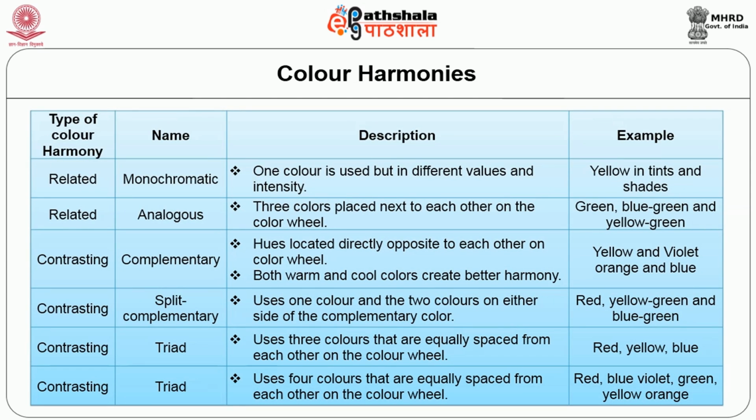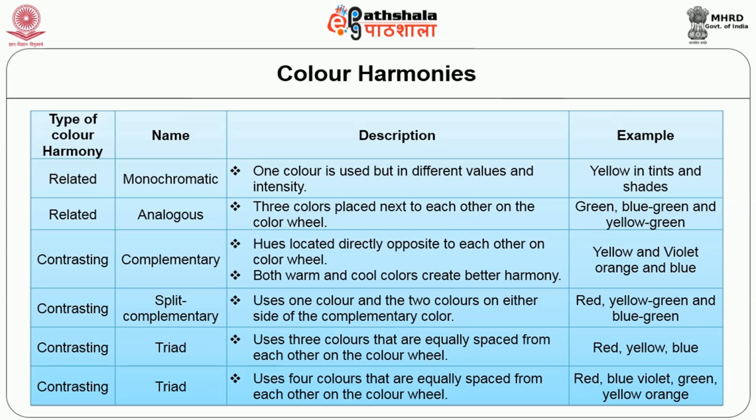There are two major types of color harmony: related color harmony and contrasting color harmony. Under related color harmony, we have monochromatic and analogous color harmony. In monochromatic, only one color is used. In analogous, three colors are used. The colors are chosen from the color wheel that are placed next to each other. Under contrasting color harmony, we have four different types, that is complementary color, split complementary, triad and tetrad colors.